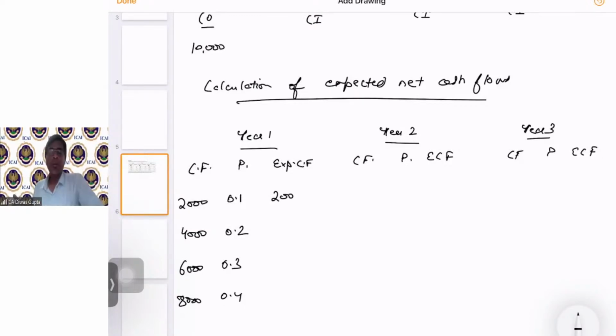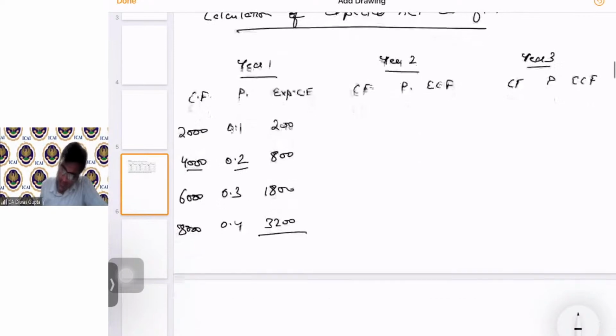So 10% probability I will get 2000. That means ultimately you will get 200 rupees. 20% probability you will get 4000. That means 800 rupees. Similarly, 6 times 3 is 18, 1800. 4 times 8 is 3200. And in totality, 6000. So this is the summation here, correct?